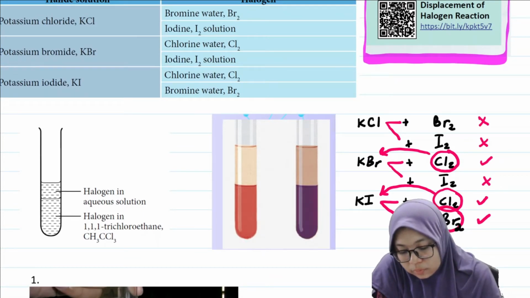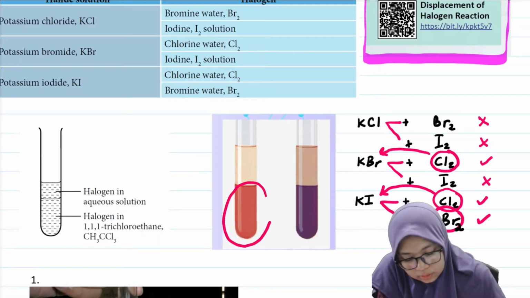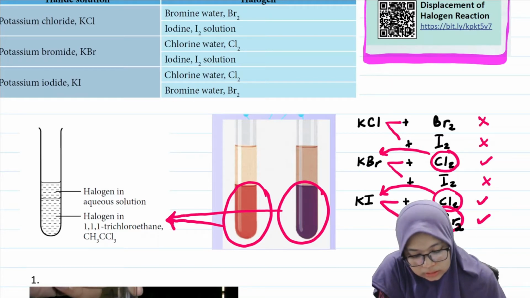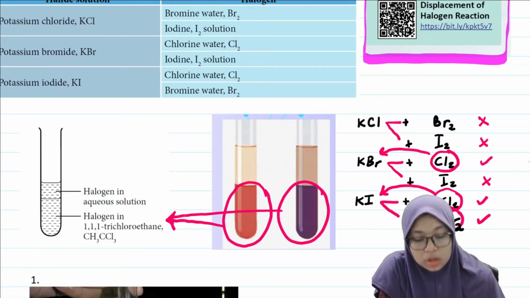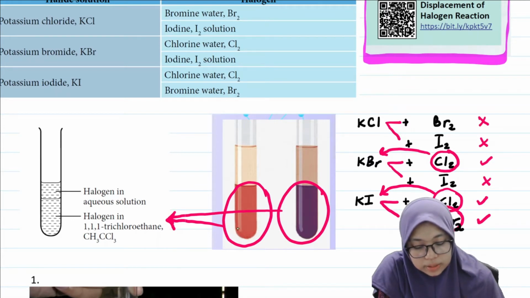What you have to know is that the bottom part of this test tube is actually the halogen in 1,1,1-trichloroethane. This is the organic solvent where the halogen is dissolved. The halogen mixed with 1,1,1-trichloroethane will produce a certain color. For example, purple is for iodine, and brown, yellowish is for bromine.